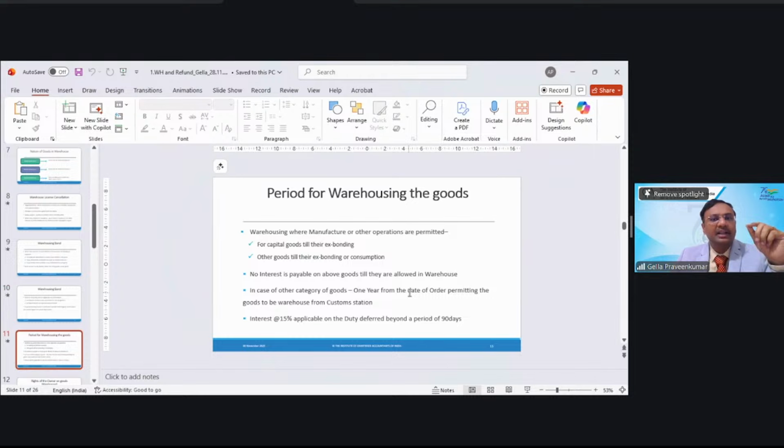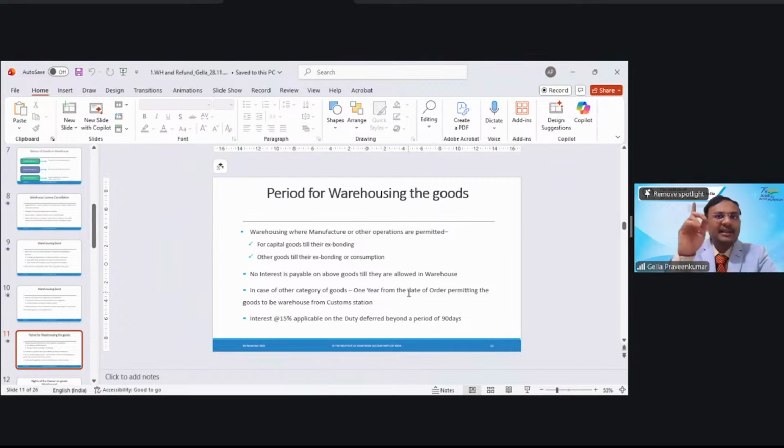And as I mentioned, for the period for which goods can be kept in a warehouse, there are two categories. Goods meant for manufacture or other operations: in case of manufacturing and other operations, till the concerned importer files an ex-bond, the goods are permitted to be retained there. No interest is payable. In any other case, the maximum period is 1 year from the date of the order permitting the goods to be stored in a warehouse. And in case of the other category, beyond a period of 90 days, 15% is the interest applicable.